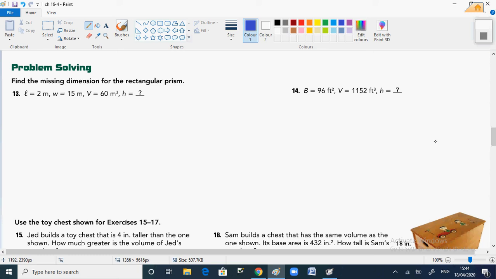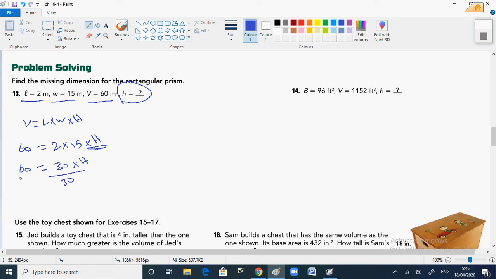Find the missing dimension for the rectangular prism. I have length, I have width, and I have volume, and the missing one here is height. So volume is length by width by height. So volume is 60, length is 2 times 15, and the height is missing. So 60 is 2 times 15, 30, multiplied by height. So what's the number when I multiply it by 30? I will get 60, or I can divide by 30. So the height is 60 divided by 30 is 2. So the height here is 2 meters, right?